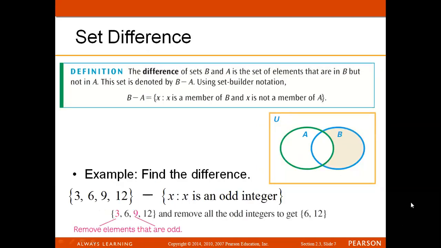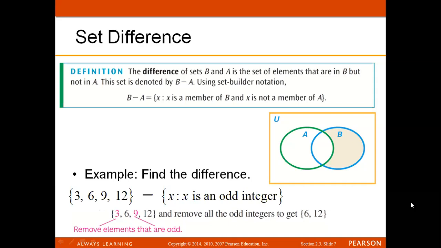Set difference. Definition. The difference of sets B and A is the set of elements that are in B but not in A. The set is denoted by B minus A, or B take away A. Using set builder notation, we have that B without A is the set of all x such that x is a member of B and x is not a member of A.